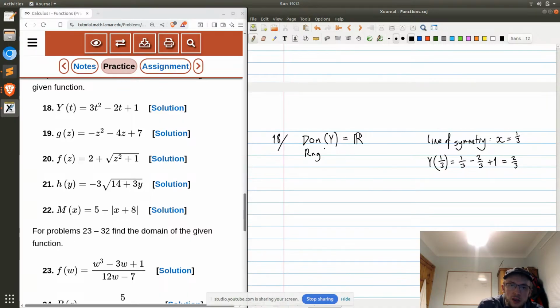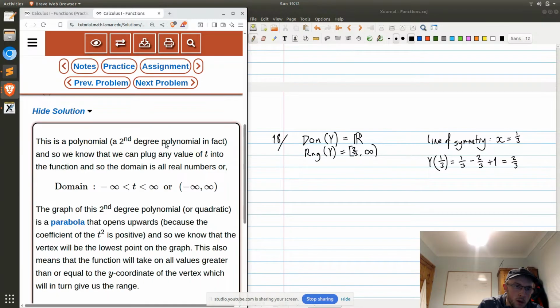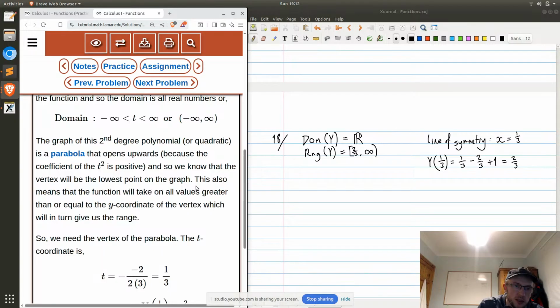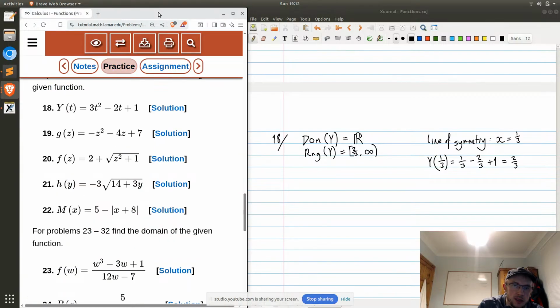So the range of y will be, yes, it'll be 2/3 to infinity, like that. I believe that's right, but we'll have to check. Yes, we agree about that, the domain. I choose to write the symbol for the real numbers. And we agree upon the range. We agree about that. That's great.